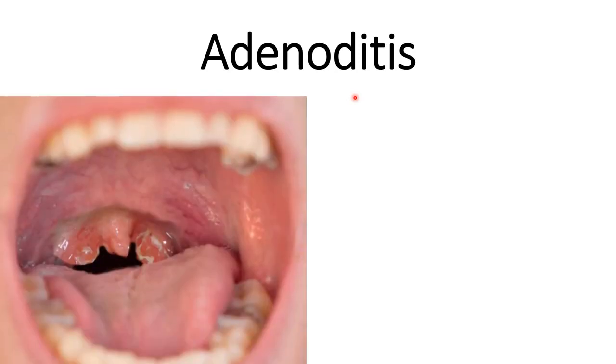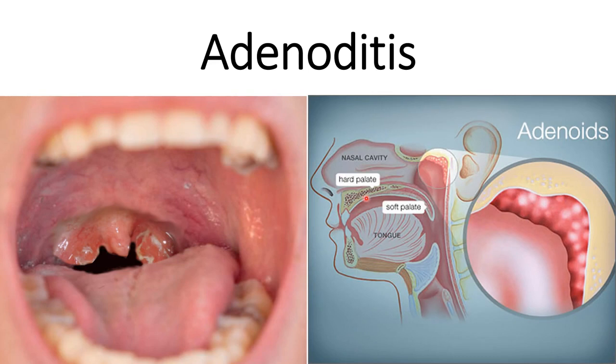Adenoiditis. It's nothing but inflammation of the adenoids caused by infection. In this region, adenoids are masses of lymphatic tissue. Lymphatic tissues are very important, which help the immune system and help the body to fight against infection. So you can see another image. This is adenoiditis.